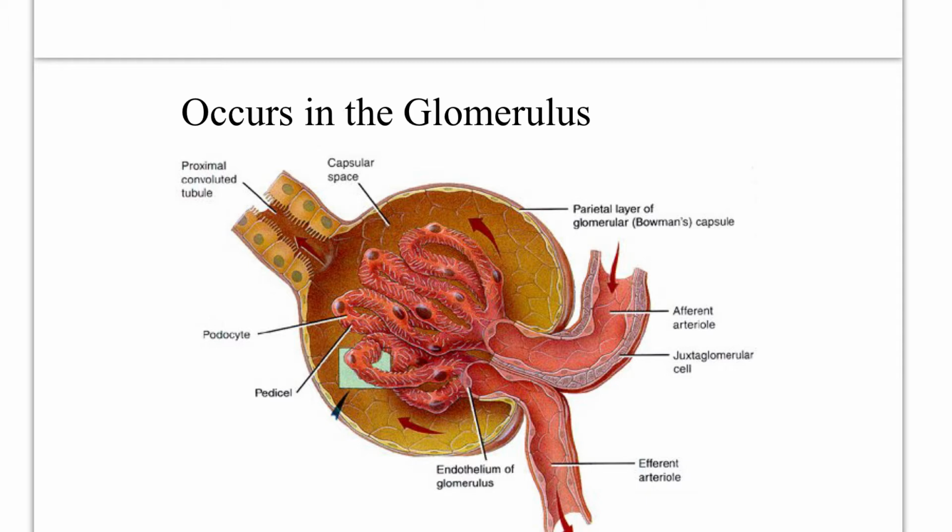So try and just visualize that. Try and imagine a sponge in a bowl. When you squeeze that sponge, all of the solution in it comes out. That's exactly what's happening between the glomerulus and the Bowman's capsule in a kidney.